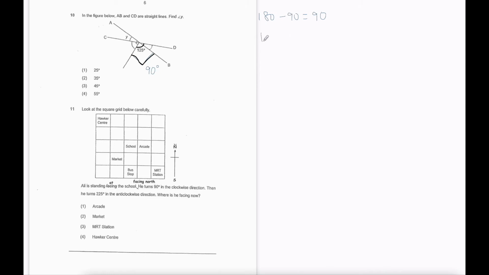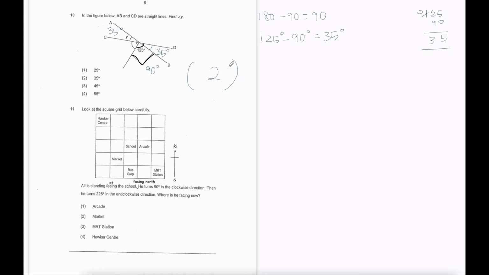We just need to take 125 minus 90 degrees, correct? We are going to get 35. Okay, so this angle here is 35 degrees. So AB and CD are straight lines and they cut each other. So if this is angle Y, this will be angle Y also. So what's your angle Y? Your angle Y will just be 35 degrees because they are vertically opposite.